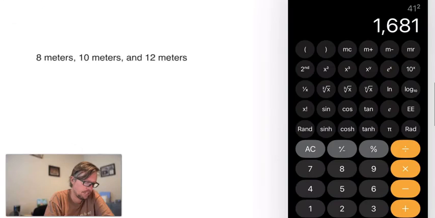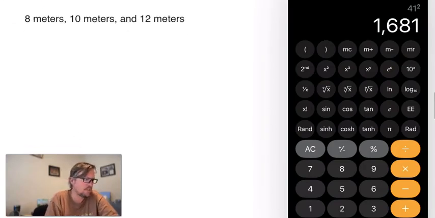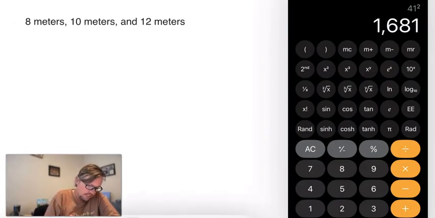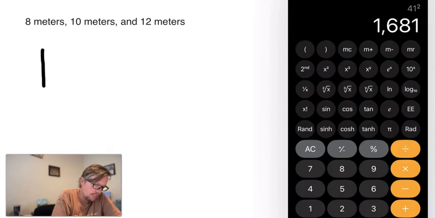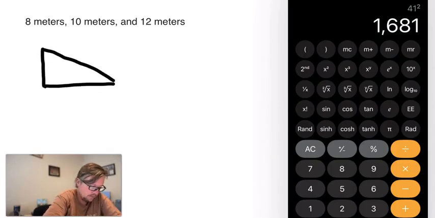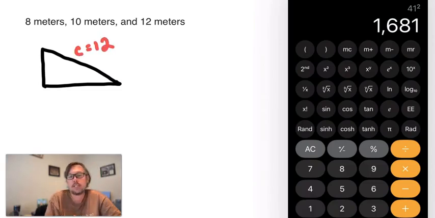This time we're dealing with meters, 8, 10, and 12. So I'm going to go ahead and sketch out the triangle. I am not going to mark it as a right triangle yet because I don't know if it's a right triangle. If it was a right triangle, though, then I would need to mark the longest side as C. So let's go ahead and make C equal to the 12. That's the longest side. Need to make sure that's going to be the C in the Pythagorean theorem.